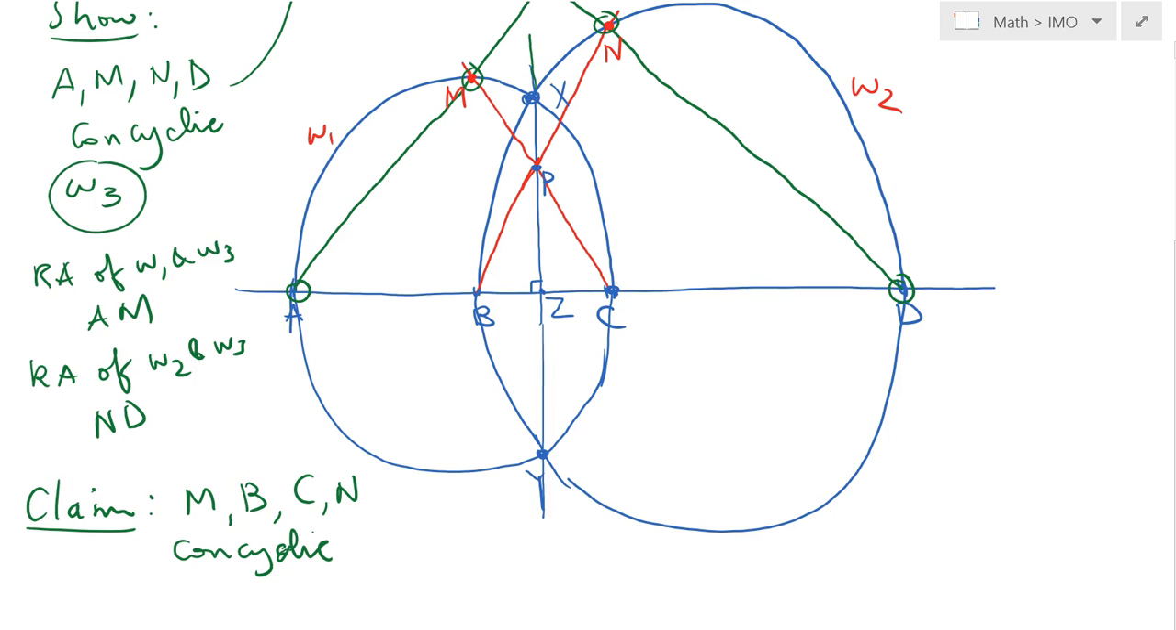And the logic will go something like this. So I don't need this part of the picture, so let me just get rid of this, I guess. Okay, so the proof is as follows.